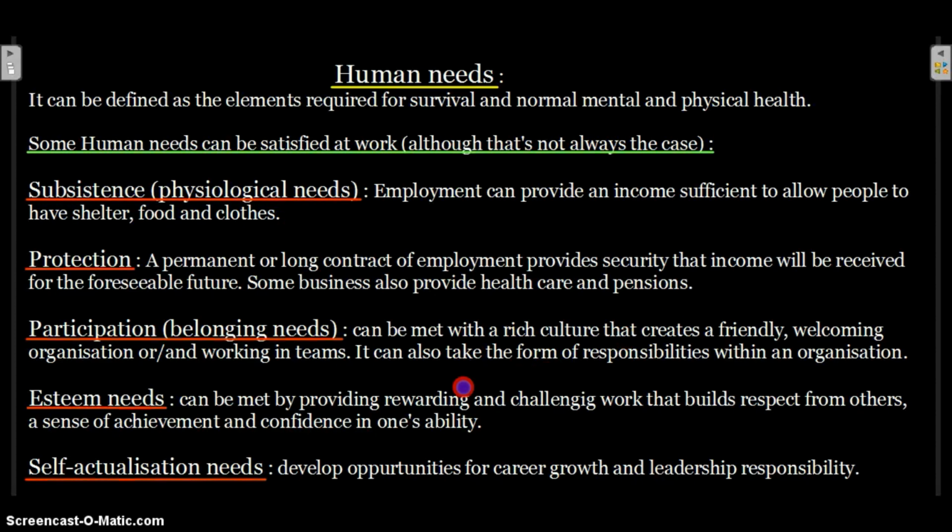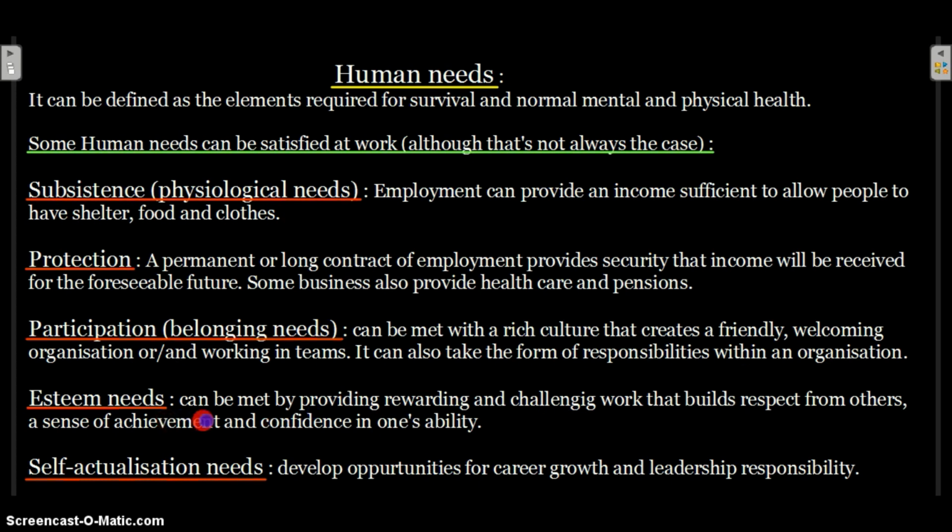So that's about participation, that it can be met with a rich culture that creates a friendly, welcoming organization and working in teams. So working in teams, your team needs you. There's a friendly team, there's a friendly organization, so your social needs are being met. It can also take the form of responsibilities within an organization. If you are given responsibility, that means that you belong in the organization. The organization needs you, so you have these responsibilities, and that way your human needs of belonging can be satisfied.